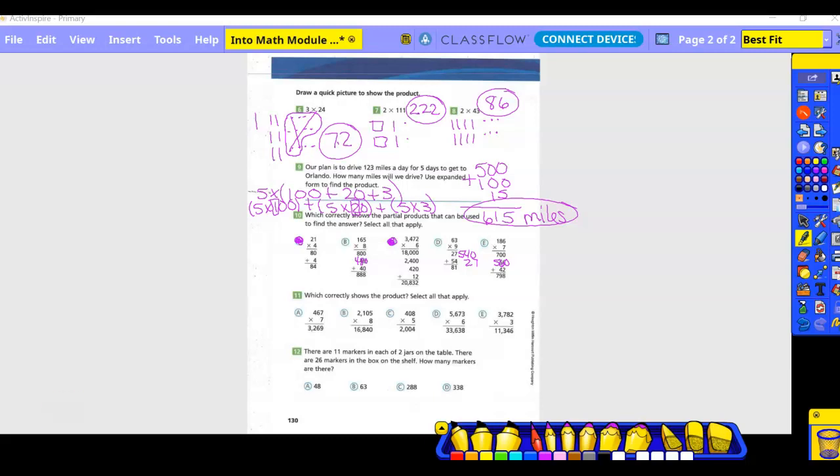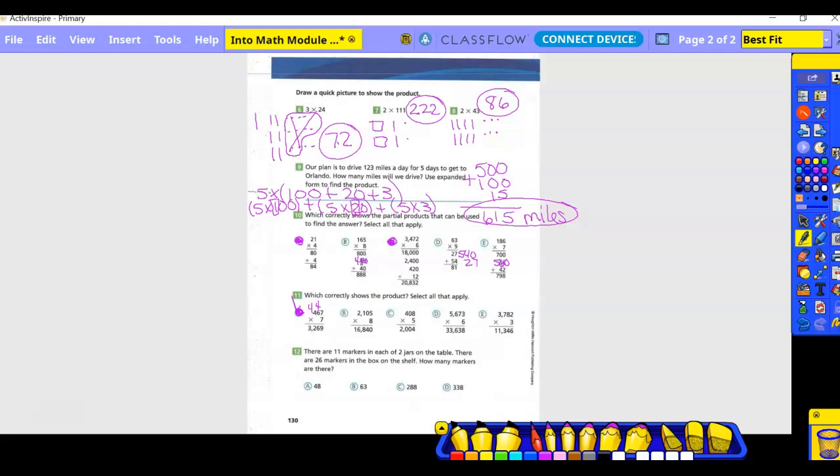Okay. Number 11, which correctly shows the product? Select all that apply. So 7 times 7 is what? 49. So put the 9, carry the 4. 7 times 6 is 42 plus 4 is 46. So they put the 6 and then you carry the 4. 7 times 4 is 28. 28 plus 4 is 32. Is that correct? Yep. So letter A.